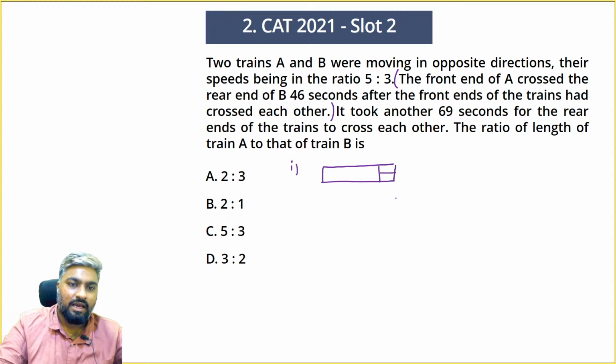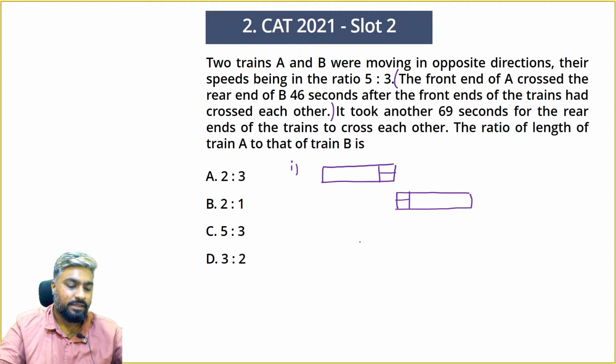Yeah, and we have train B. Both their engines are aligned. Yes, this was the first situation. Correct? Let's say the length is not given to us. So let's say the length here is A, the length here is B. Make sense? Train A, train B, length is this.